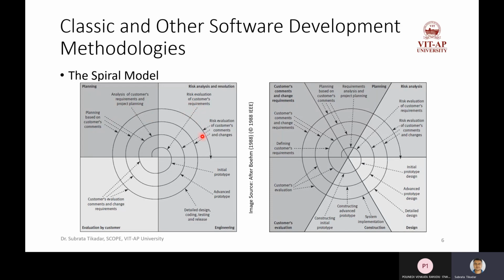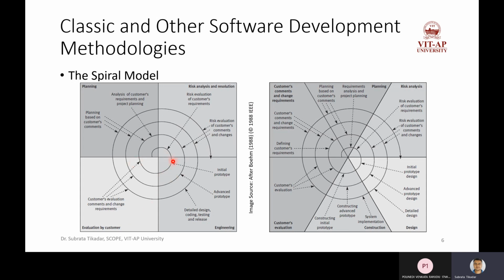Then in that plan, the risk is analyzed: what types of risk there are to implement this. So in this spiral model, this risk analysis is emphasized. Then after this risk analysis and risk evaluation is done by the team, an initial prototype is made. Then the customer evaluates that.